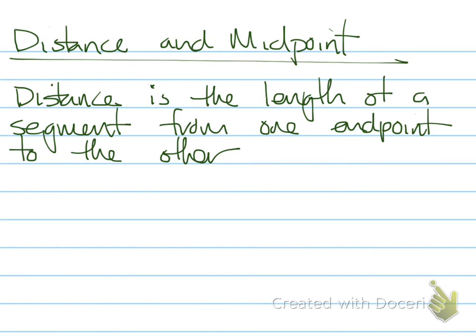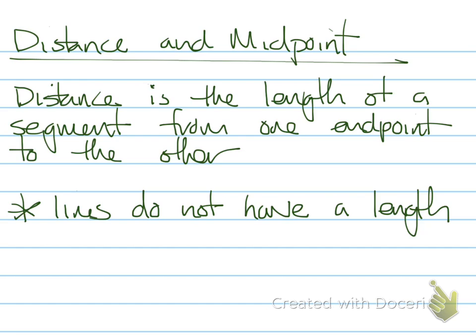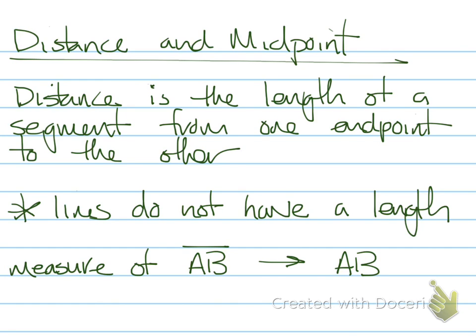All right, in this lesson we're going to be looking at distance and midpoint. Distance is the length of a segment from one endpoint to the other endpoint. Now, keep in mind that lines do not have a distance because lines go forever and ever in two directions. So since lines do not have a start and end point, you cannot measure a line.